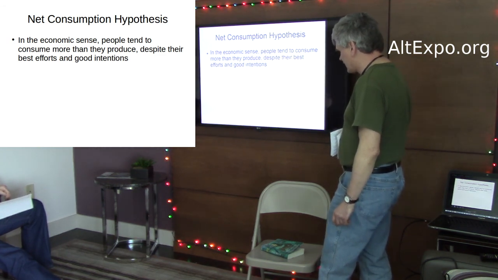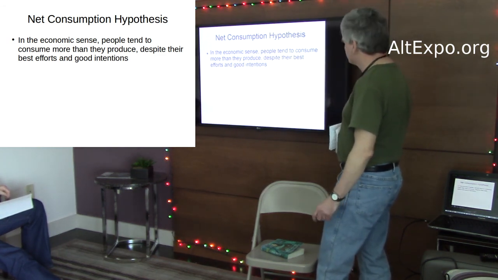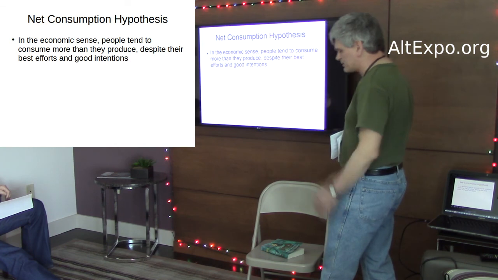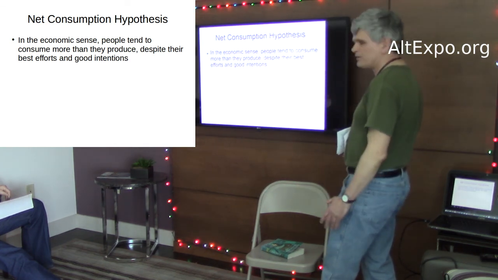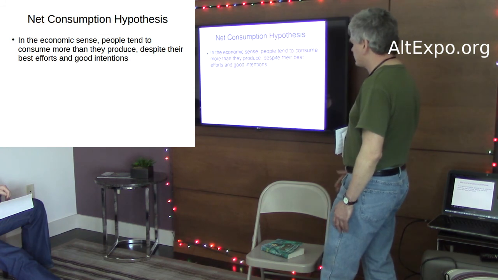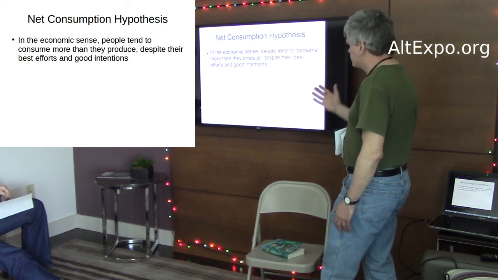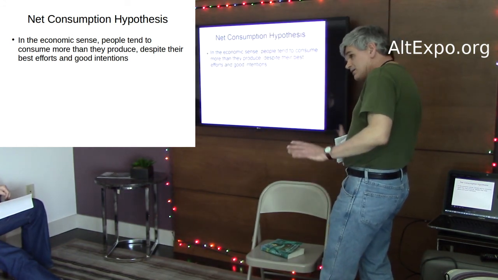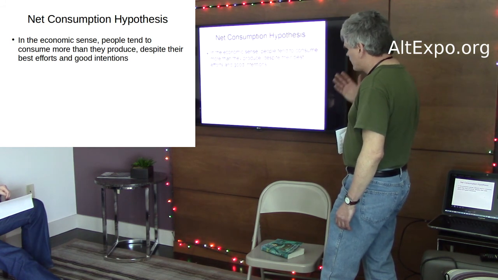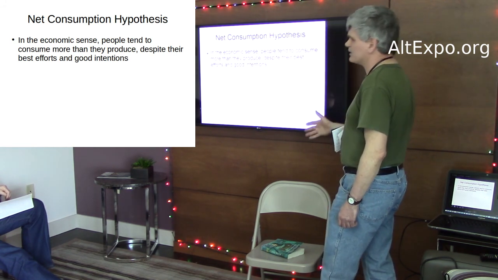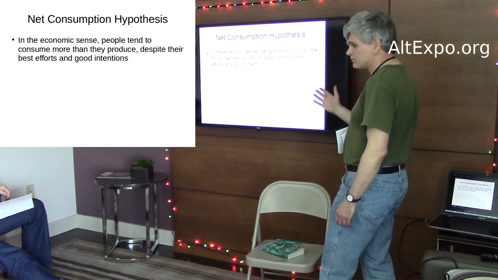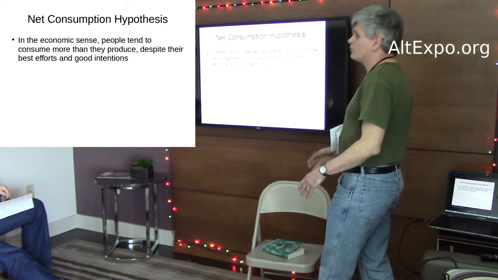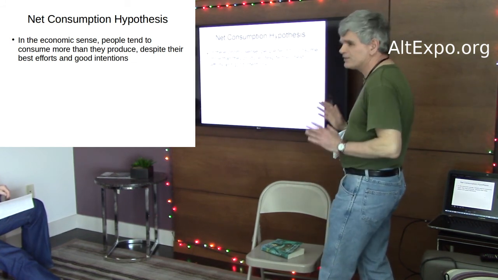So this is my hypothesis, my very controversial hypothesis. I call it the net consumption hypothesis, and it says, in the economic sense, people tend to consume more than they produce despite their best efforts and good intentions. So net consumption just means consuming more than one produces. Over the next several slides, I'm going to be restating this in a number of different ways, but what I want to emphasize at this point is, if you can accept this one premise, it would explain the phenomenon of poverty, and therefore, by the principle of Occam's razor, it's worthy of serious consideration.